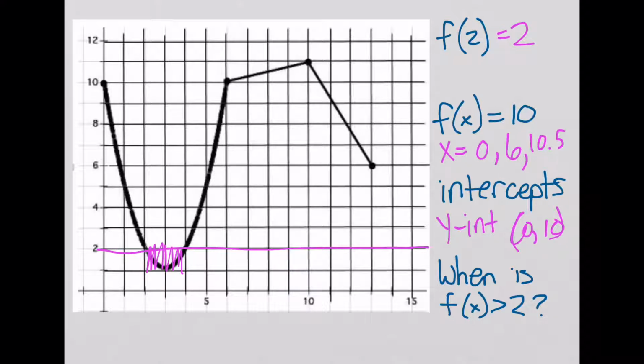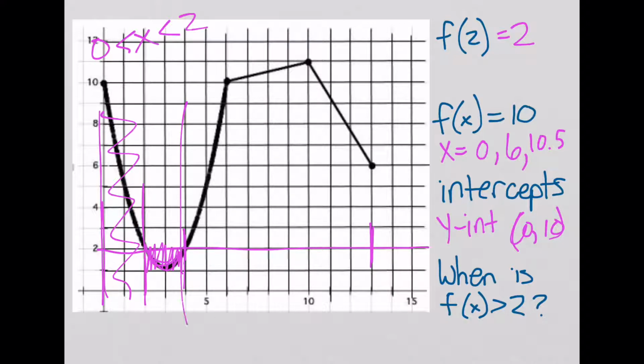This function is greater than the pink line all the way from between here and here. In between here, it is greater. So how do I write in between there? That is going from 0 to 2. And then it goes below the line a little bit, and then it starts getting above the line at 4, and it stays above the line until 13.